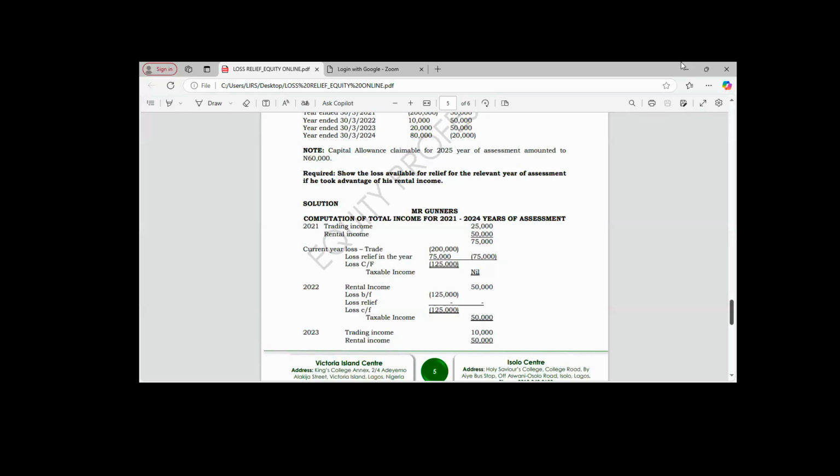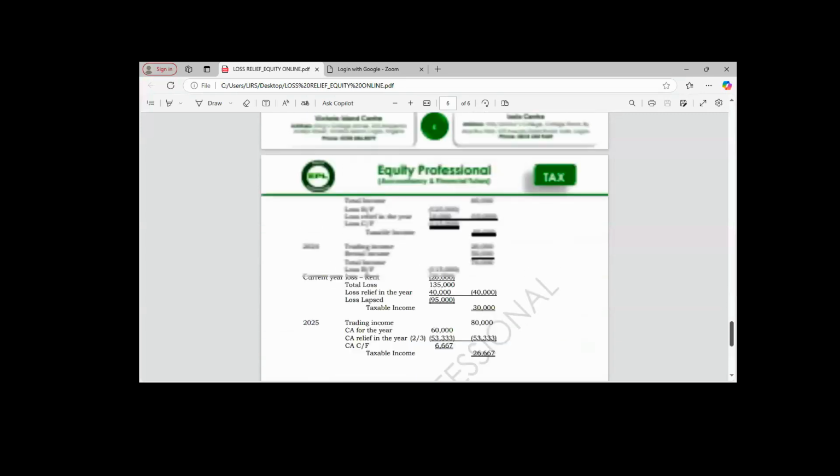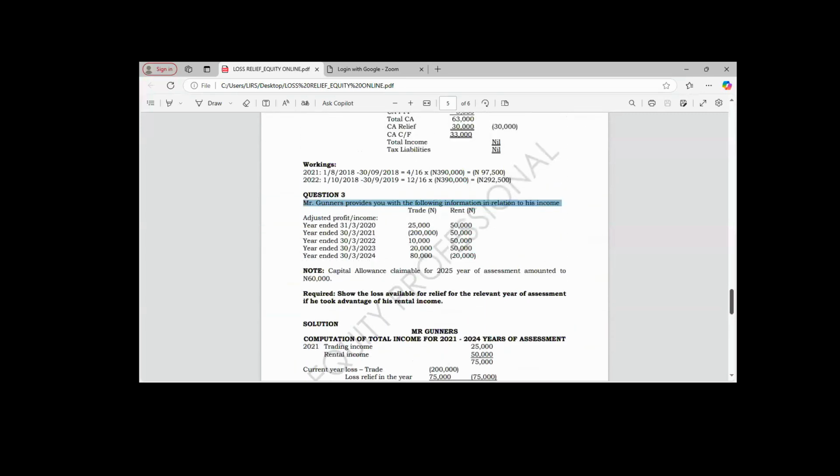So the question goes further. Mr. Gunners provides you with the following information in relation to his income. We have trade and rent. Adjusted profit or income, we have from trade and from rent. Year ended 31/3/2020, year ended 30/3/2021, year ended 30/3/2022, year ended 30/3/2023, year ended 30/3/2024. All are figures.